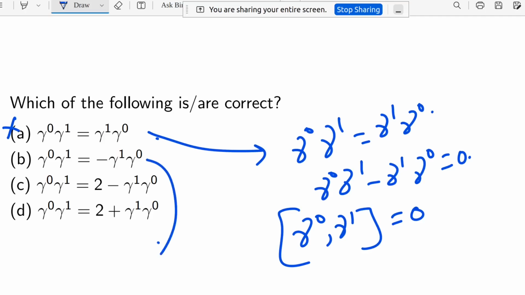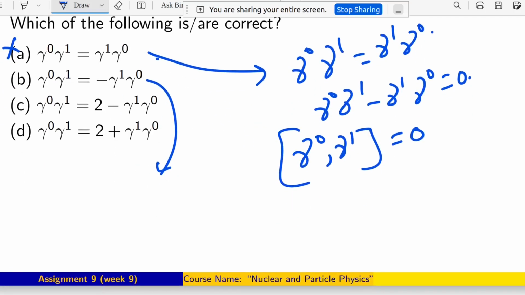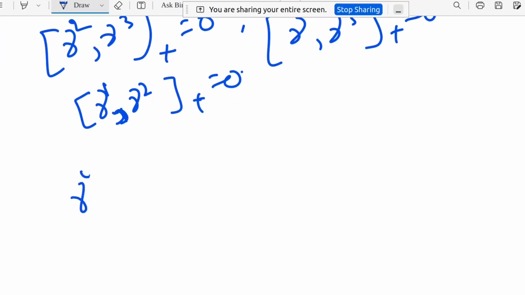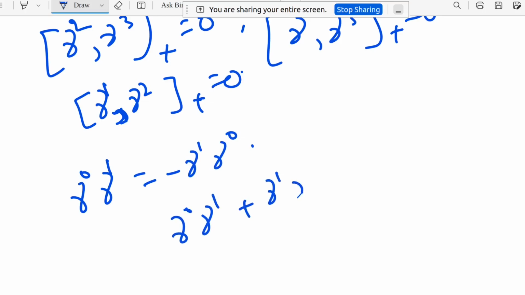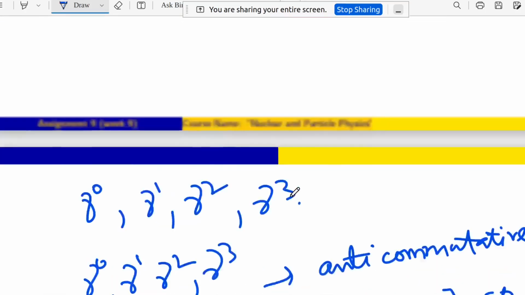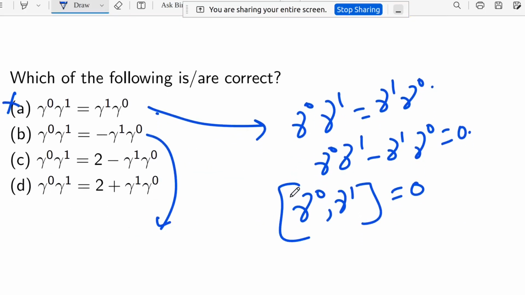Now coming to option B. In option B, gamma 0 gamma 1 will be minus gamma 1 gamma 0. That means gamma 0 gamma 1 plus gamma 1 gamma 0 is 0. So this is the anti-commutation, right? This is what I told you right now. So option B is the correct one.